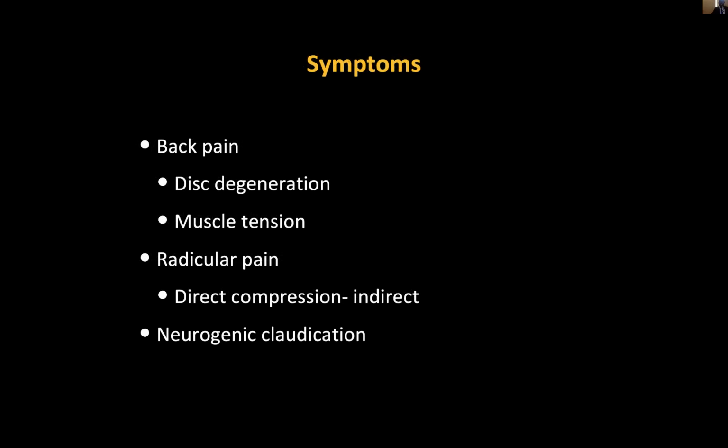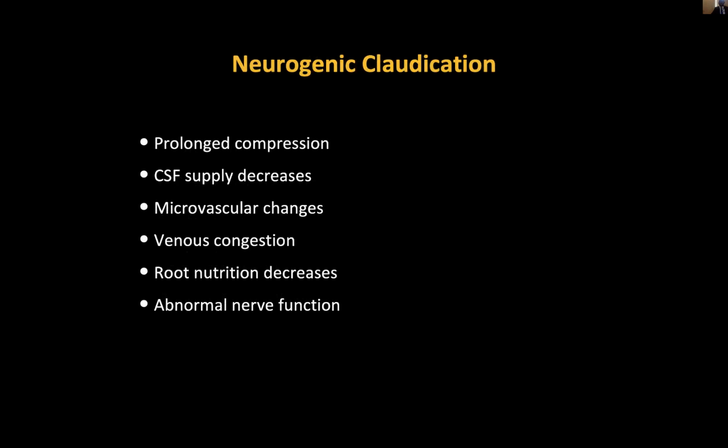The symptoms of spinal stenosis are back pain, radicular pain, and neurogenic claudication. The cause of the neurogenic claudication is prolonged compression. It decreases the cerebrospinal fluid supply. It makes changes in the microvascular structures. The veins get congested, and root nutrition decreases.